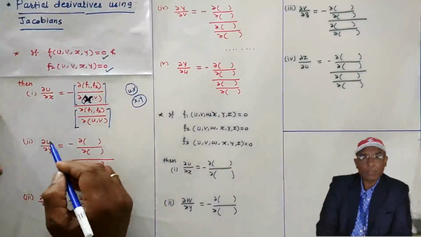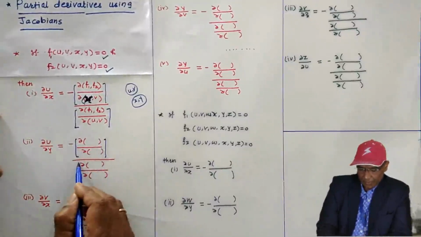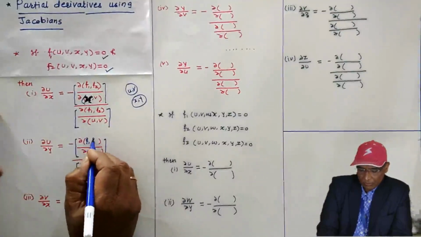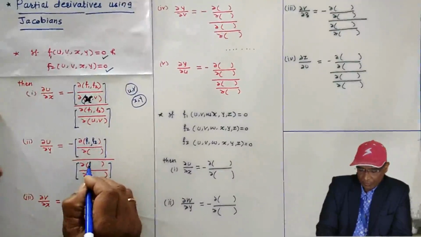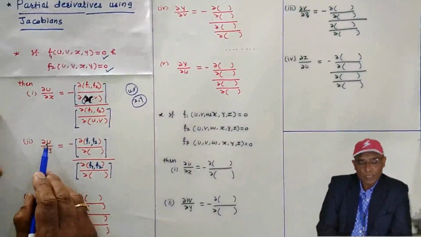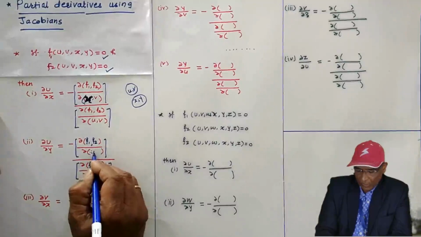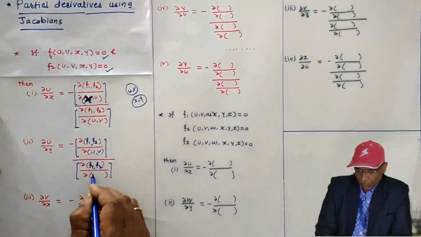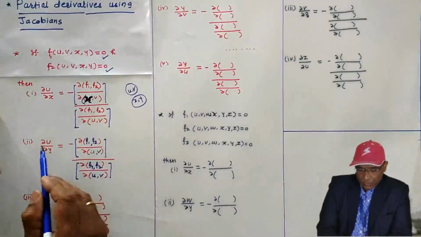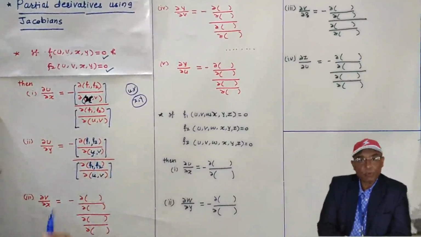Now, del u by del y, how do you write it? Numerator Jacobian and denominator Jacobian. So del(f1,f2), I am going to tell you how to prepare the formula. In the numerator u is there, u comes under the group of uv, so I am writing here u, v. Then correct it now: replace u by y in the numerator's Jacobian. This has become the formula.